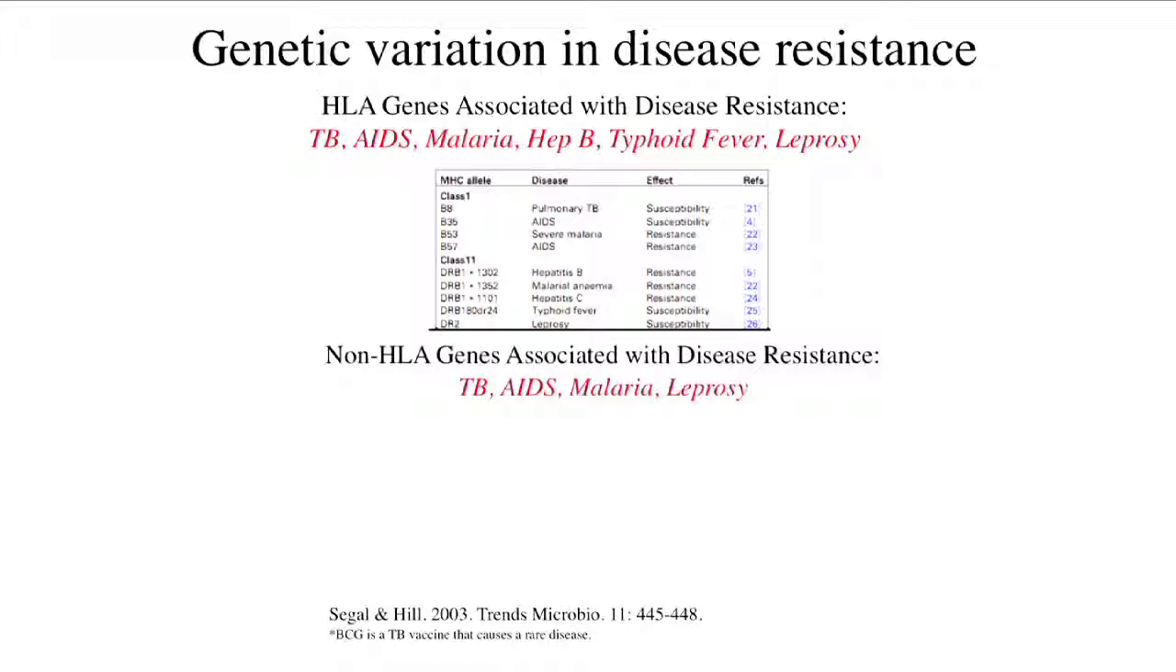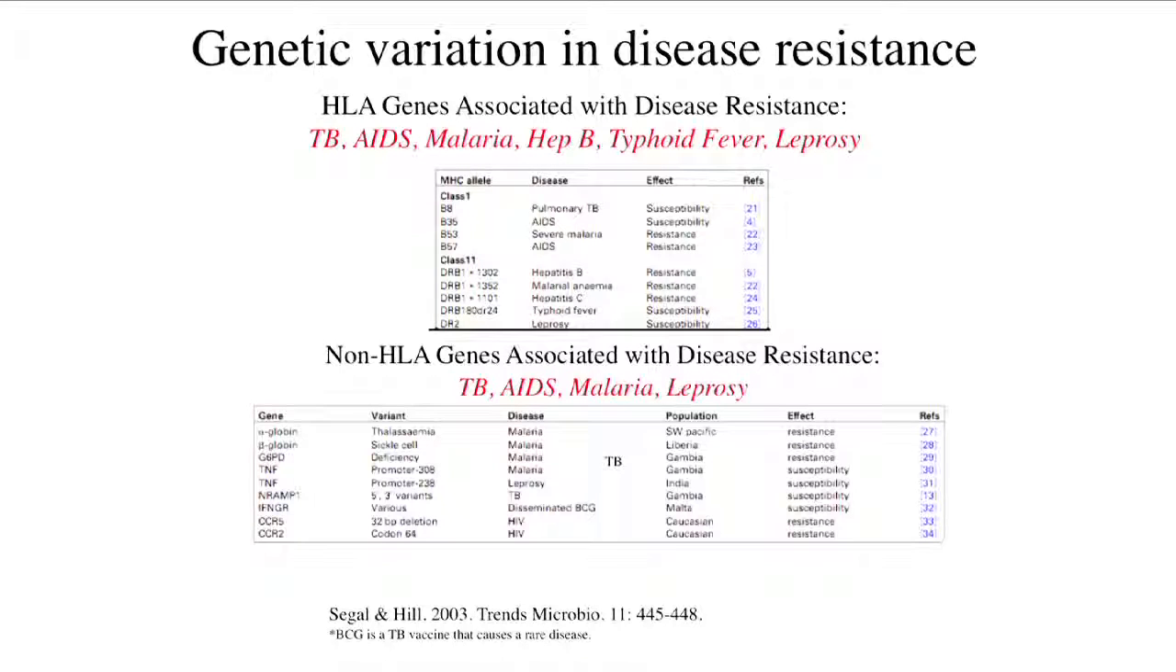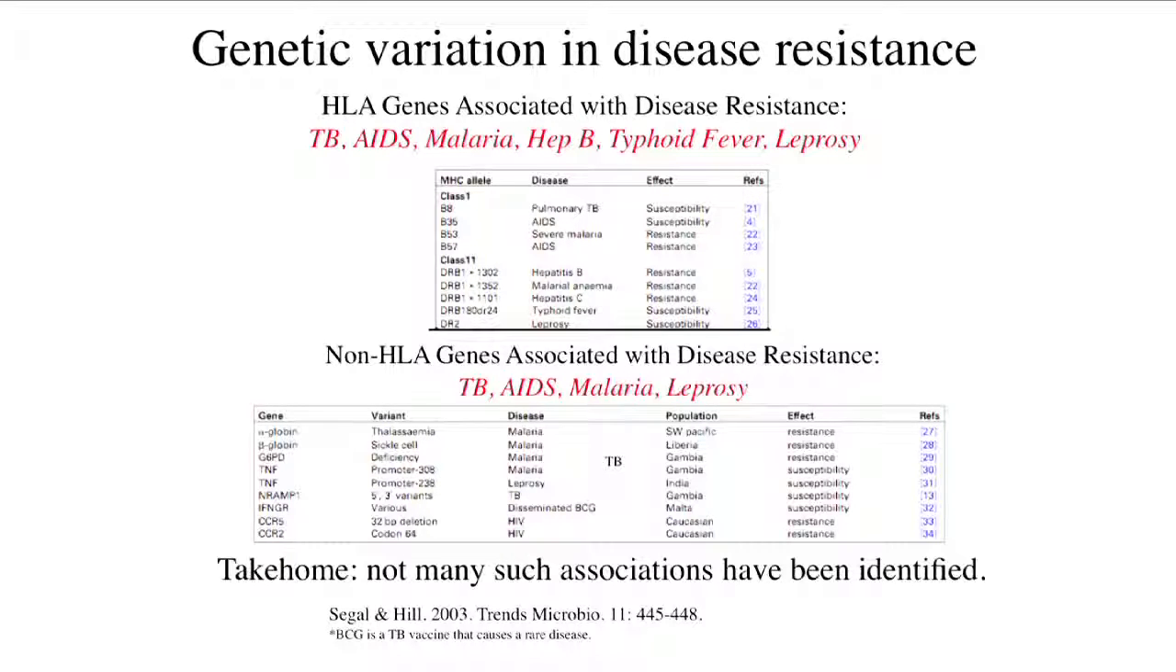There are also some genes that are not in the major histocompatibility complex, non-HLA genes, that are associated with resistance to tuberculosis, AIDS, malaria, and leprosy. And those are genes that have to do with blood cells, thalassemias and sickle cells and things like that, that help to resist malaria and so forth. Now, the interesting thing about this is there aren't many such associations, but they certainly do pick out a set of diseases that appear to have been associated with humans for a long time and that have helped to shape our genome.